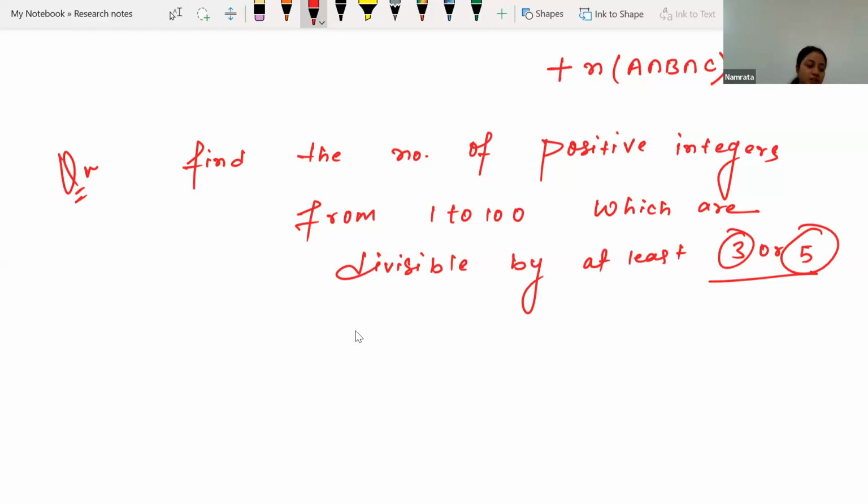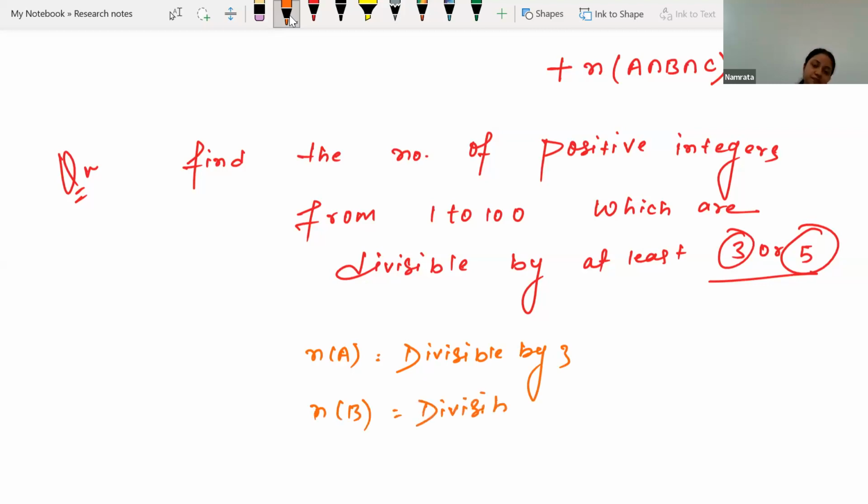Yes, ma'am. So let's say our set A is the number of elements divisible by 3. B is divisible by 5, and A intersection B means divisible by both. How will we be finding this? We are having numbers 1, 2, 3, 4, 5, 6, 7, 8, 9, 10, 11, 12, 13, 14 till 100.